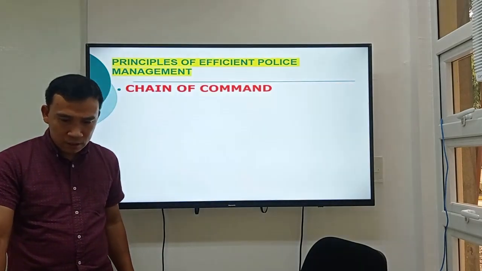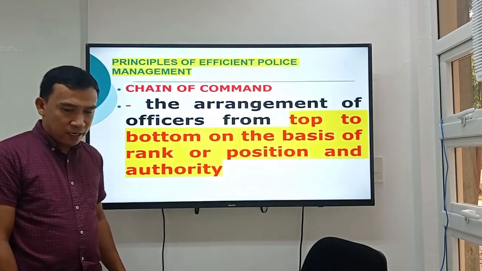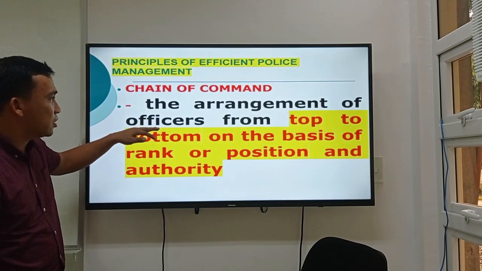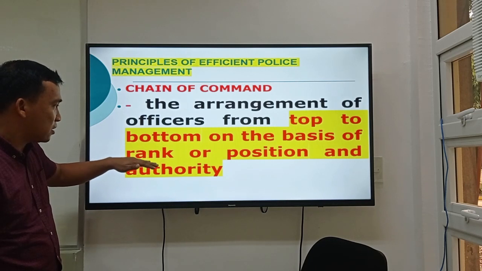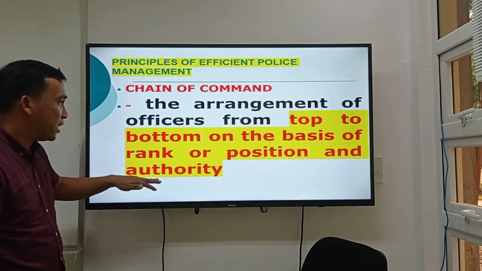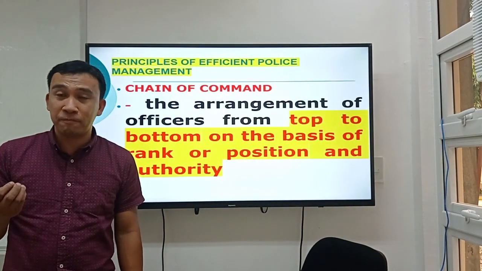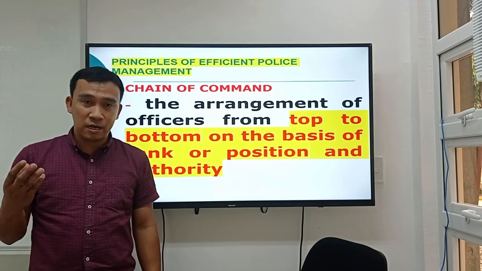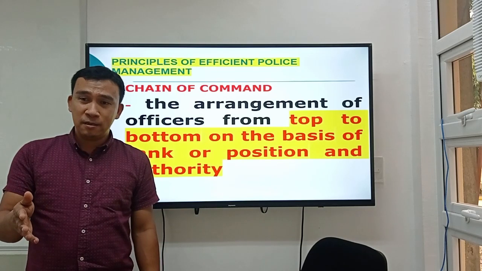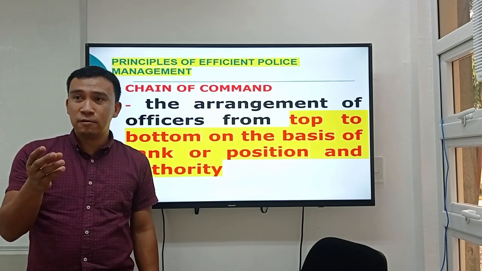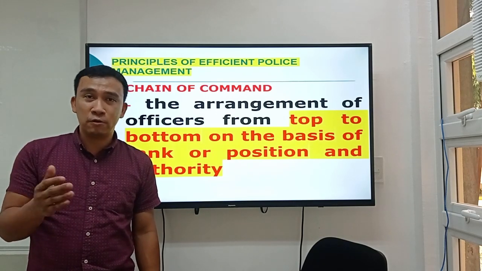Another principle is the chain of command. And chain of command is the arrangement of officers from top to bottom on the basis of rank or position and authority. Chain of command. Meron tayong tinatawag na violation of chain of command. Meaning, ang ikaw na subordinate, hindi ka pwedeng umakyat at mag-complain or mag-direct sa hindi mo immediate superior officer.